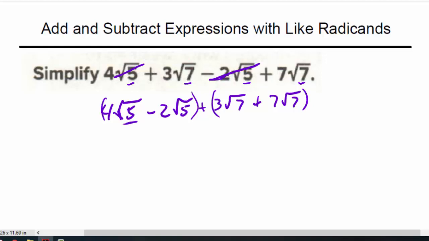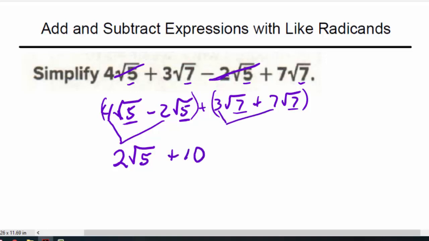Now remember, when these have like radicands here, that means all we're doing is 4 minus the 2. And that will give us a 2, and the radical 5 just comes along for the ride. So it's like I had a 4b minus a 2b there, and I get a 2b left over. Then I've got my plus, and then over here I've got like radicands again, which is a root 7. So I end up with a 3 plus the 7, which is a positive 10, and I keep the like radicand of 7. Now, since these two are not alike, I can't go any further with my simplification. Therefore, my solution would be 2 square root of 5 plus 10 square root of 7.